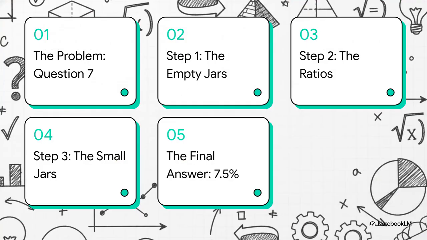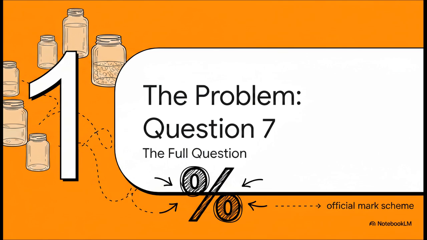So, here's our game plan. We'll look at the full problem, then we'll work through 3 main steps. First, we find the number of empty jars. Then we untangle the ratios. After that, we find the small jars. And finally, we'll calculate that final percentage. Let's do it. So what's the actual goal here? We need to find the percentage of the total jars that are both small and empty. We're going to use the official mark scheme as our guide, so you can see exactly where an examiner awards each of the 5 marks.